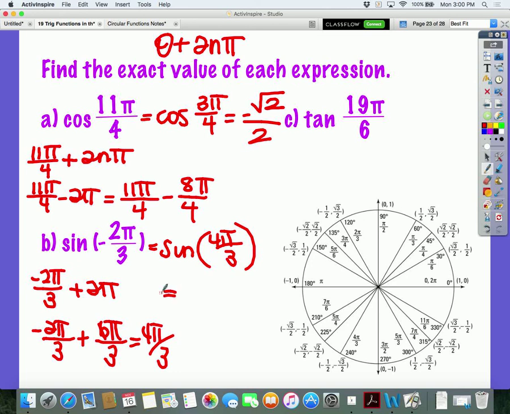What's the sine of 4 pi over 3? Say again. Negative 1/2. No, not negative 1/2. Negative square root of 3 over 2. Because sine is your y. And the y value of 4 pi over 3 is negative.